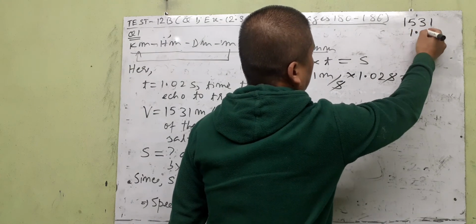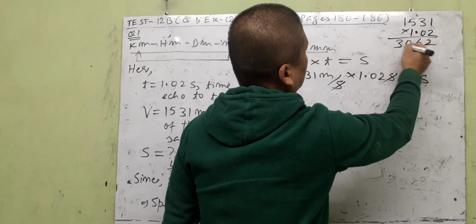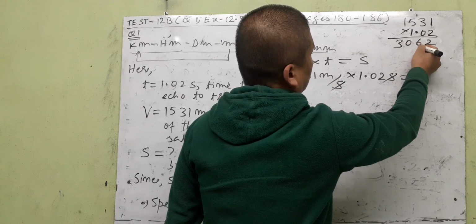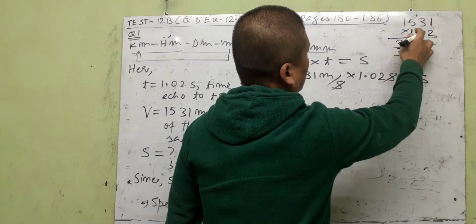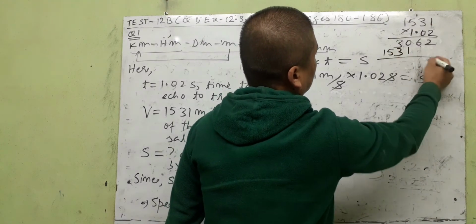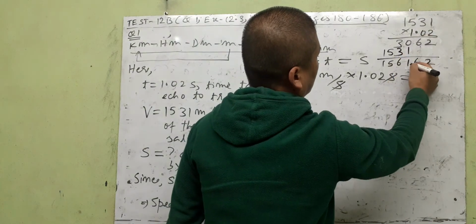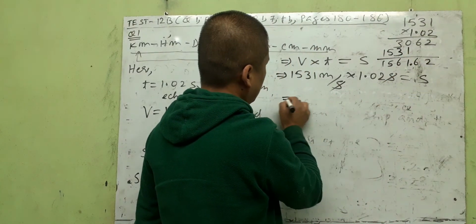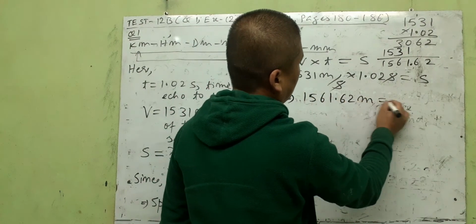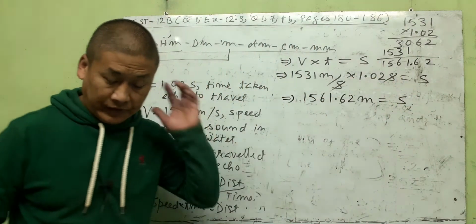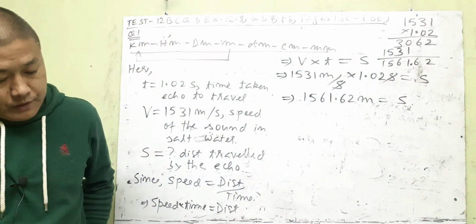We multiply 1531 by 1.02. 2 ones are 2, 0 means we move one more place to the left. 1 ones are 1, 1 3s are 3, 5 and 1, so 2, 6, 1, 6, 5, 1, 1, 2. So your S will come out as 1561.62 meter, the distance traveled by echo. So that's what we are getting, 1561.62.